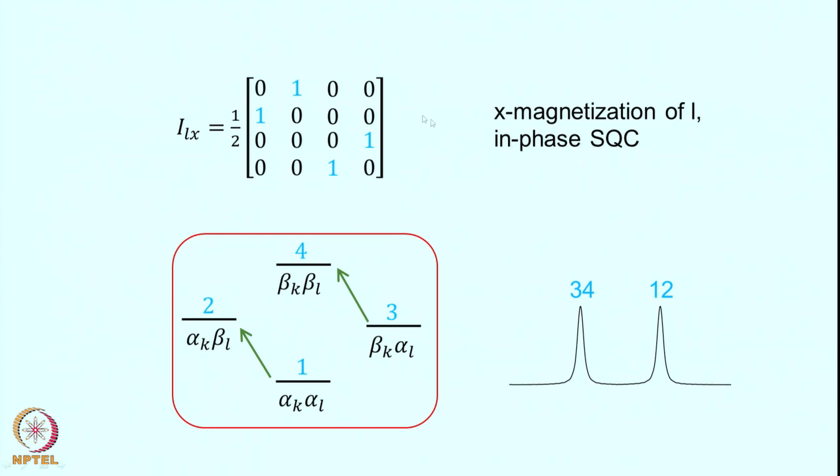What does in-phase mean? They have the same sign. Therefore, we call them in-phase, and these two transitions in the NMR spectrum will appear in this manner, 1, 2 and 3, 4.